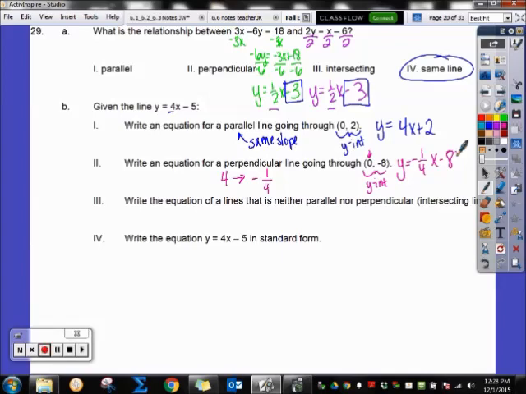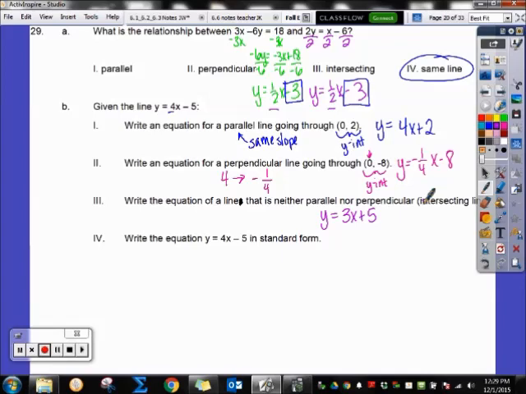3, write an equation of a line that is neither parallel nor perpendicular to that equation. So the most important thing here is that it doesn't have the same slope, and it doesn't have opposite reciprocal slope. So you could pick y equals 3x plus 5. I just randomly chose those numbers. As long as your slope is not 4 or negative 1/4, your answer should be correct.